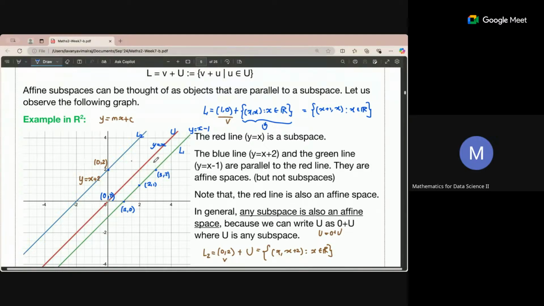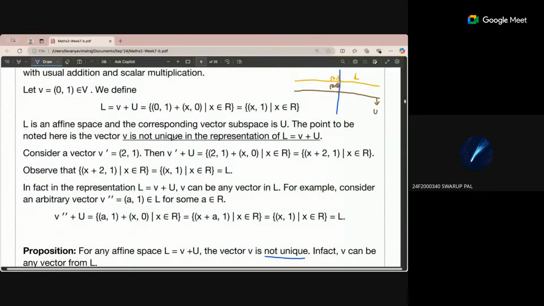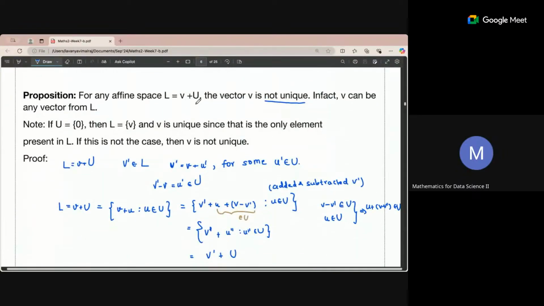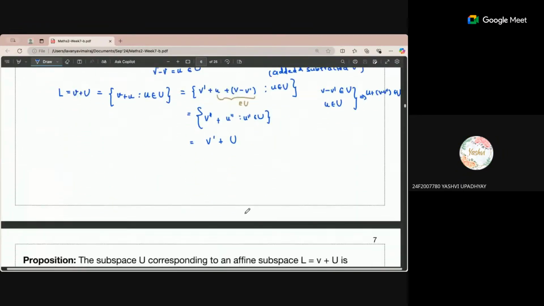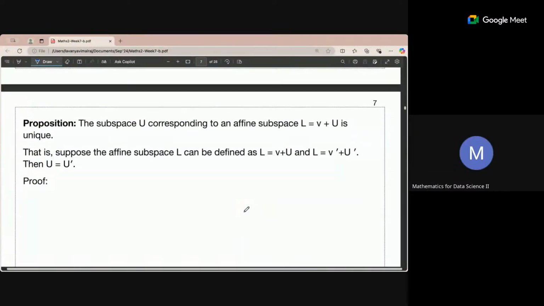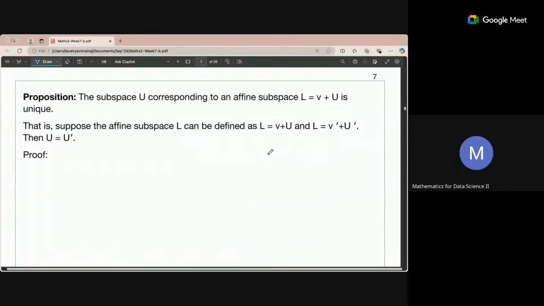Is there a line passing through the origin which is parallel to L1 and L2 apart from U? Nothing. Only U, right? So what is your guess then? This U must be unique in this representation. So the subspace U corresponding to an affine subspace L, which is equal to V plus U, is unique.